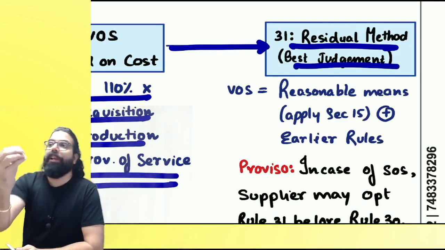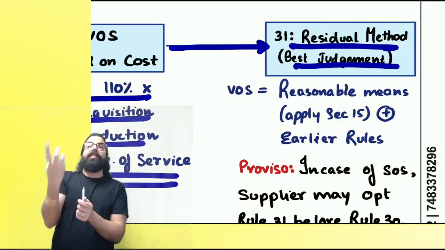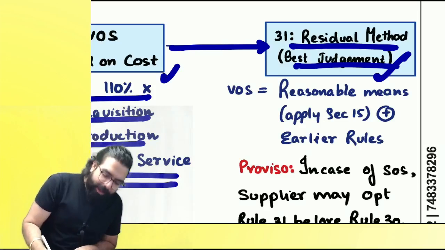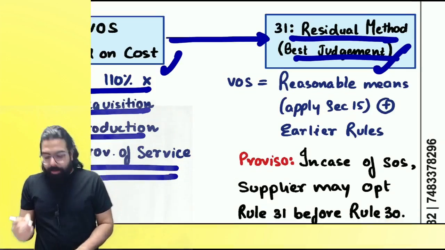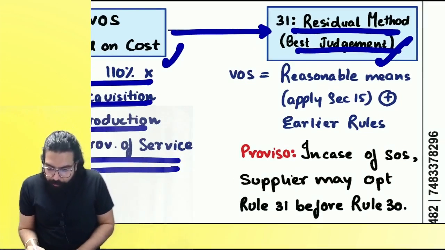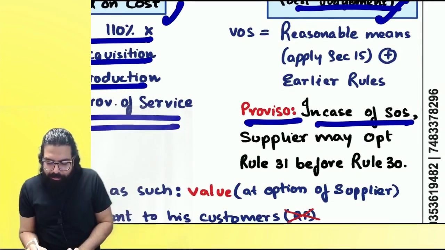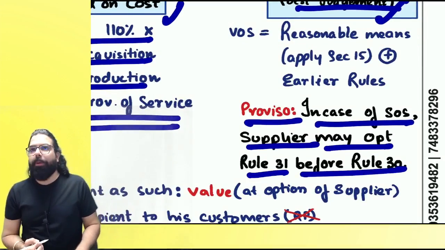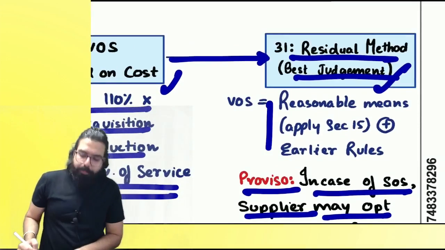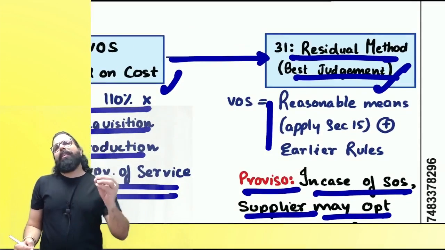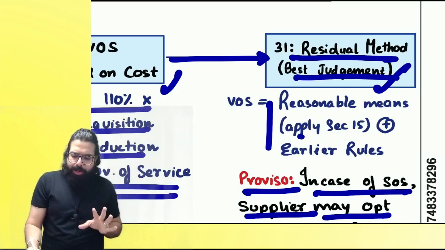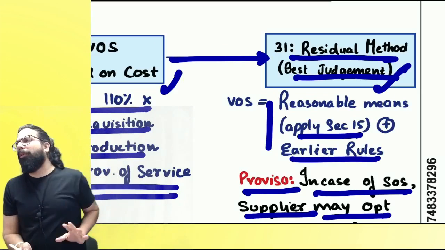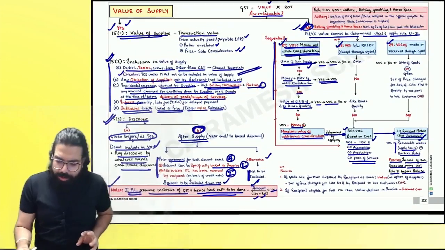So, when he provided me the service, for valuation of the service, they are telling you can first apply valuation rule number 31 and then you can come and apply 30. They are telling over here the proviso: in case of supply of service, the supplier may opt for 31 before rule number 30. And what is the residual rule, everyone? Reasonable means you go ahead and apply section number 15 and the earlier rules and try to find out the value. Are we clear, everyone? The next one.